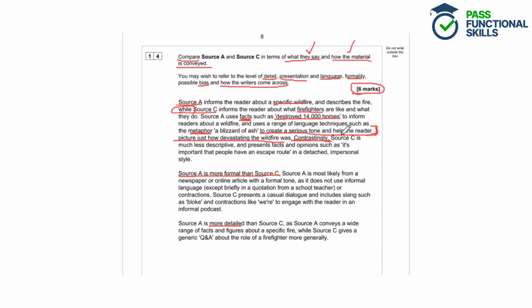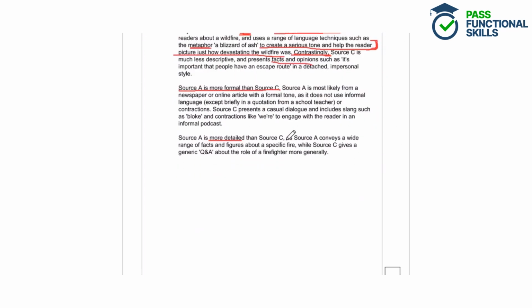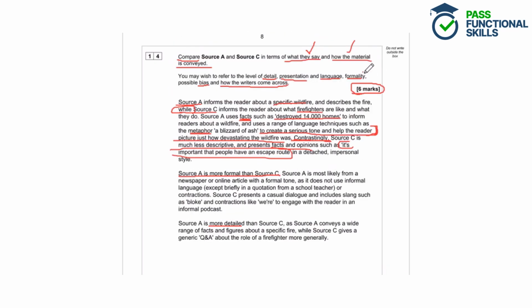Okay, so Source C is much less descriptive, presenting facts and opinions. Well, this is again how the material is conveyed, and comparing with Source A, the student has identified that Source C is a much less descriptive source, and it's presenting facts and opinions. And also it's included evidence from Source C in the answer here. And then the second paragraph talks about formality, so addressing this part of the question.